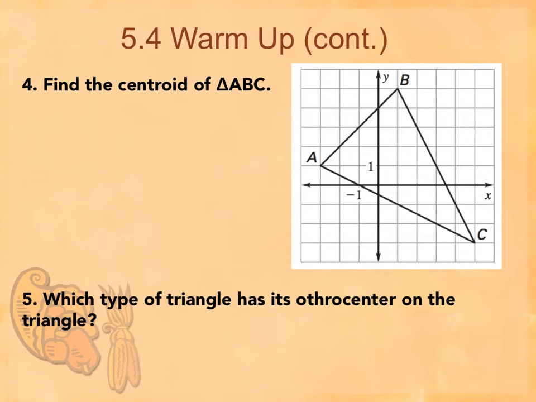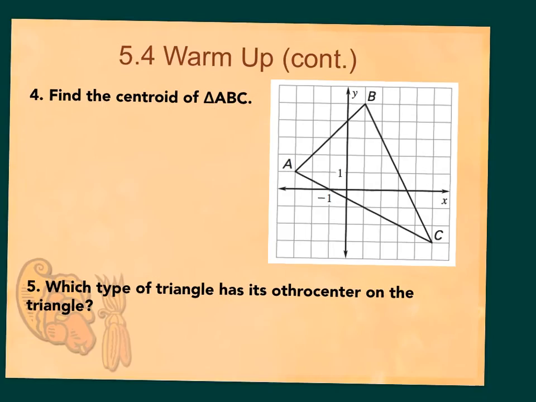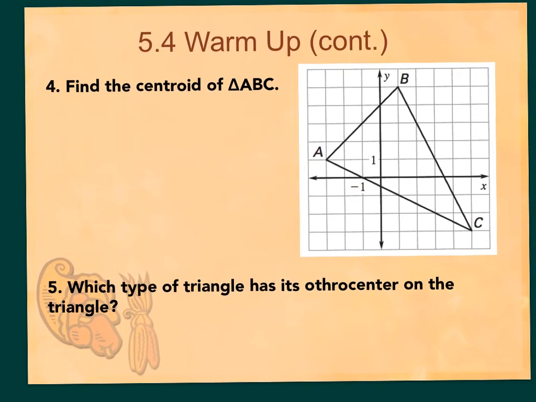All right, so this one says find the centroid of triangle ABC. Again, centroid is where the 3 medians connect. In order to find the median, I would have to go from the vertex to the midpoint of the opposite side. So how can I find the midpoint if I know the 2 points? What's the midpoint formula? Evan. X1 plus X2 over 2, and then Y1 plus Y2 over 2. Add the 2 x's divided by 2, add the 2 y's divided by 2.